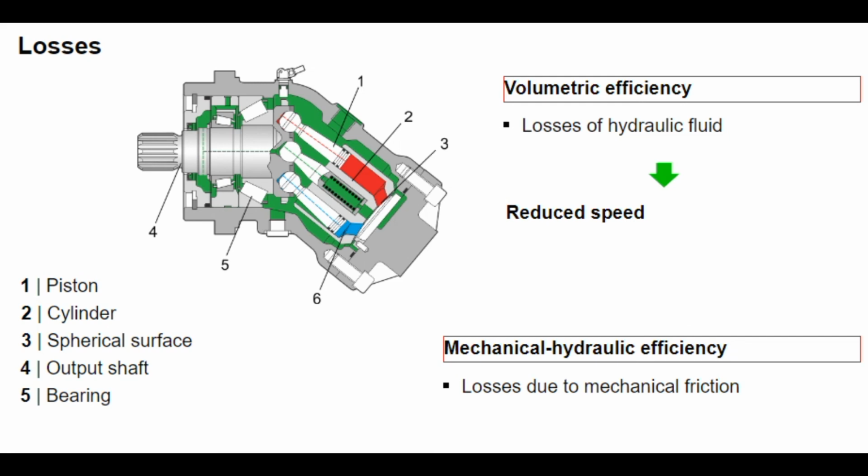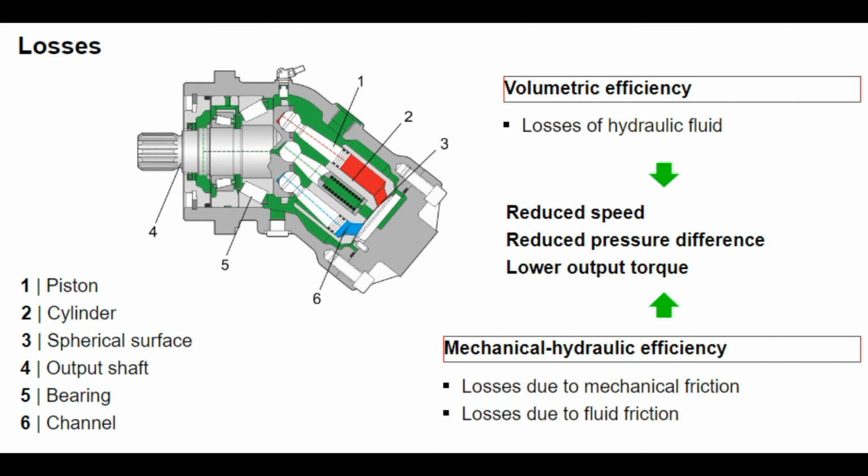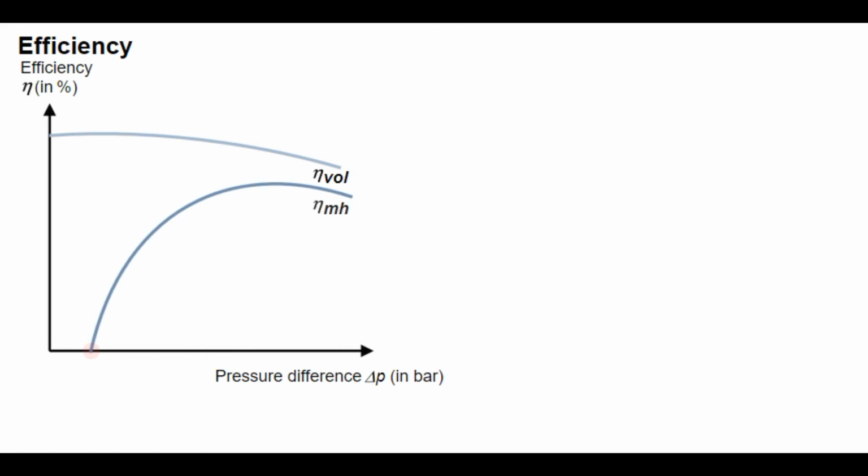Mechanical friction occurs between contacting parts, such as on the bearing of the output shaft. Fluid friction occurs when, for example, hydraulic fluid flows through the channels. Mechanical hydraulic efficiencies reduce the usable pressure difference in the hydraulic motor, thereby reducing output torque. Pressure and speed conditions in the motor affect both volumetric and mechanical hydraulic losses. Every hydraulic motor is characterized by the specific characteristic curve of volumetric and mechanical hydraulic efficiency, as well as the resulting overall efficiency. Application conditions, which are not included here, also affect the efficiency of motors. Nevertheless, the illustration shows the qualitative efficiency curves that can apply generally to rotation motors.